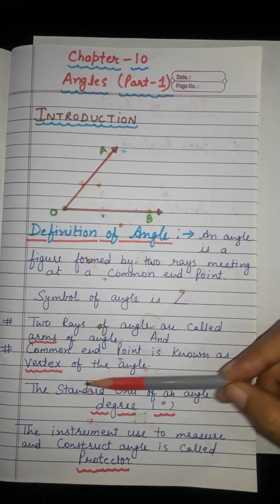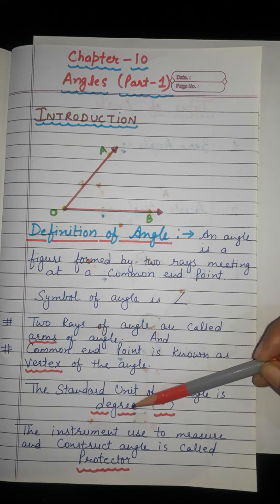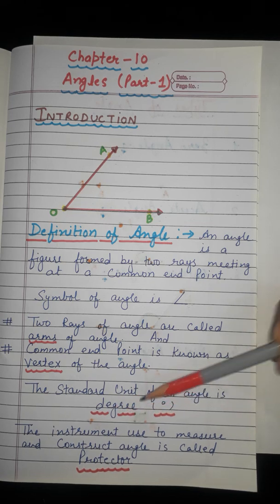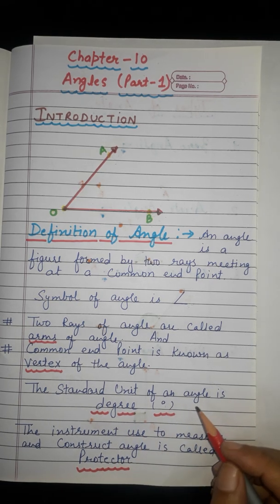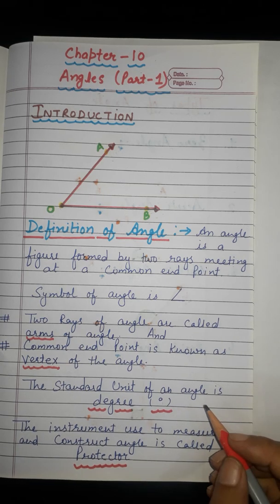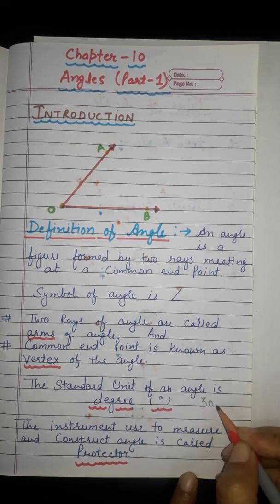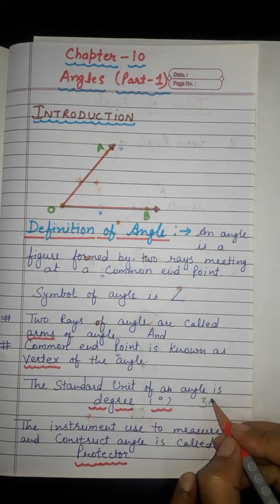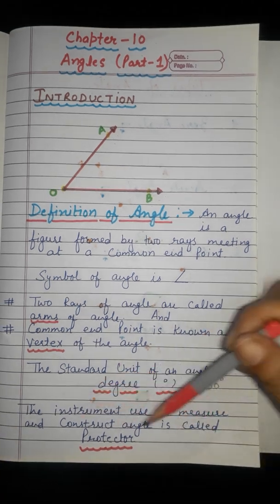Now the standard unit of an angle is degree. The unit used to measure an angle is degree. Degree is mentioned at the right top of the number. For example, if you want to write 30 degrees, first write 30 and at the top you mark the symbol of the degree, a small 0 at the right top of the number. This is degree.